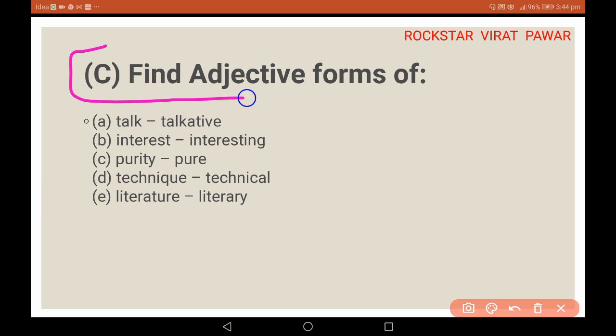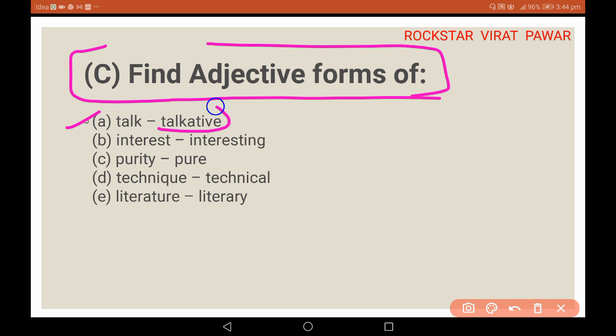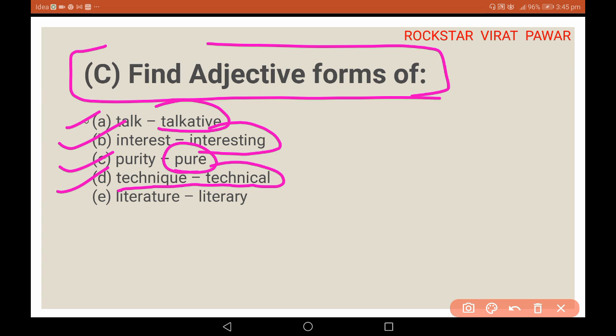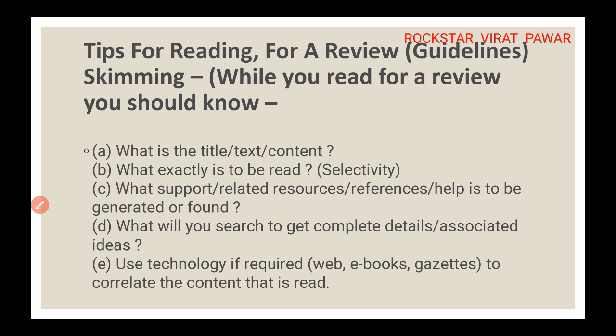Now next is find the adjective form of the given words. You have to find adjective forms. Like talk, the adjective will be talkative. Interest, the adjective will be interesting. It is an interesting story. I have never read such a story. Purity, pure. His thoughts are very pure. Technique, technical. Your technical knowledge is too good. Literature, literary. He is literary too good. You can say he is too good in his work.